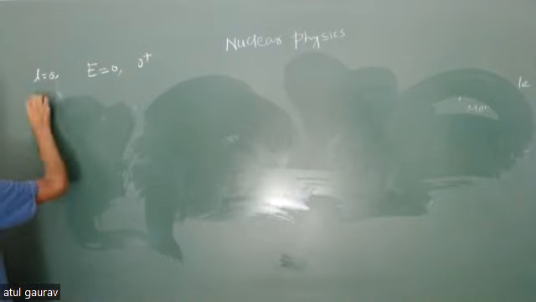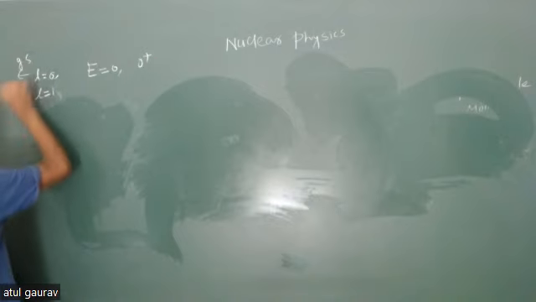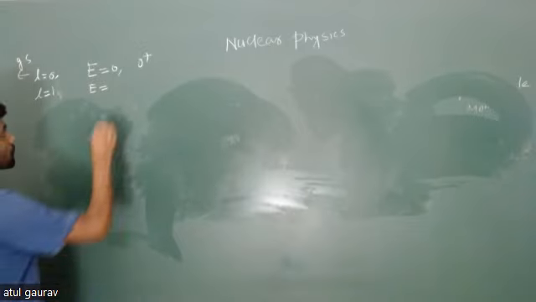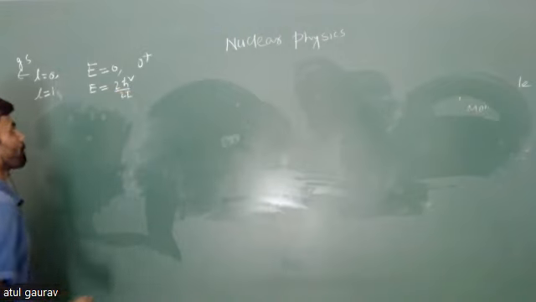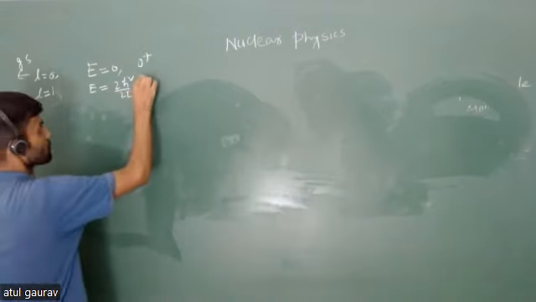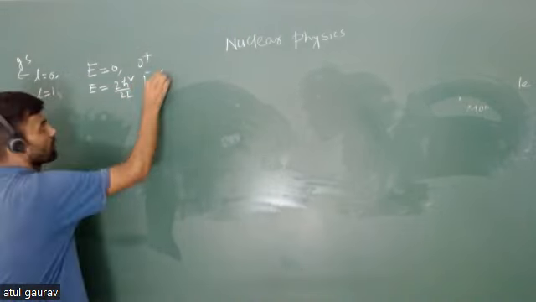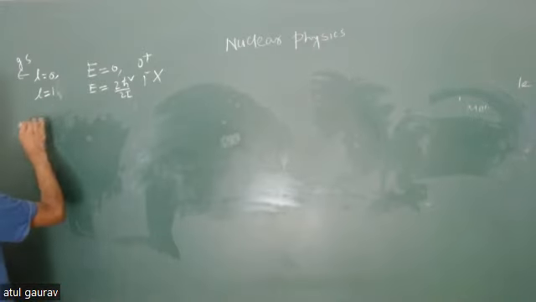L equals 0 is the ground state. Now if you take L equals 1, how much will be the energy? 2 H cross square by 2I, right? So this corresponds to 1 minus. But according to experimental results, this doesn't exist.